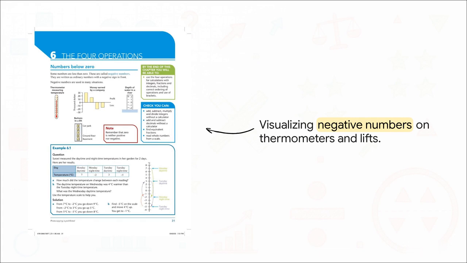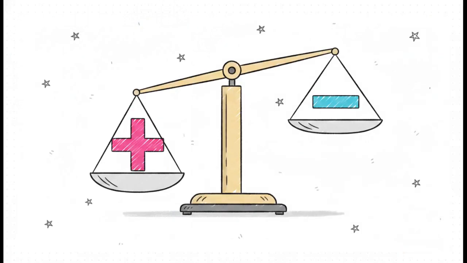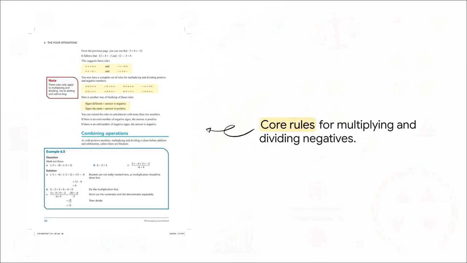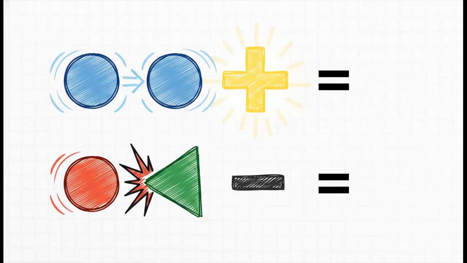Negative numbers aren't just abstract. Think of real physical things, like freezing temperatures or taking an elevator down. Let's compare addition and subtraction. Surprisingly, subtracting a negative is exactly the same as adding a positive. But watch out, multiplication and division play by a totally different set of rules. Here's the golden rule. Multiplying the same signs gives a positive. Different signs, always a negative.